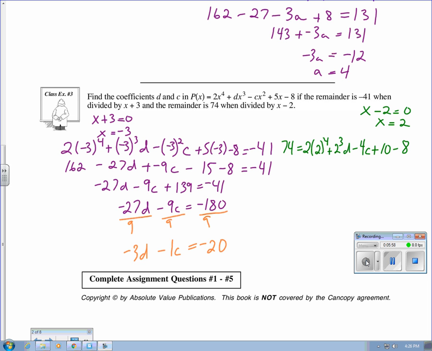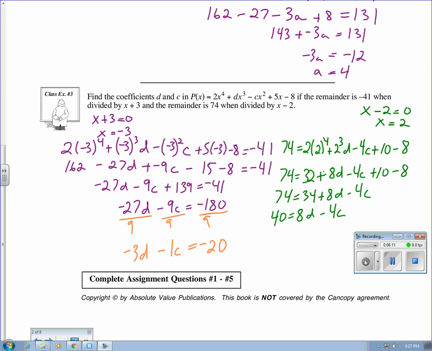So I've tried to reduce my writing a little bit. I get to plug in a 2. So 2 to the 4 times, 2 to the cube times D, 2 to the square times C, 2 times 5 is 10, and then a minus 8 is equal to 74.